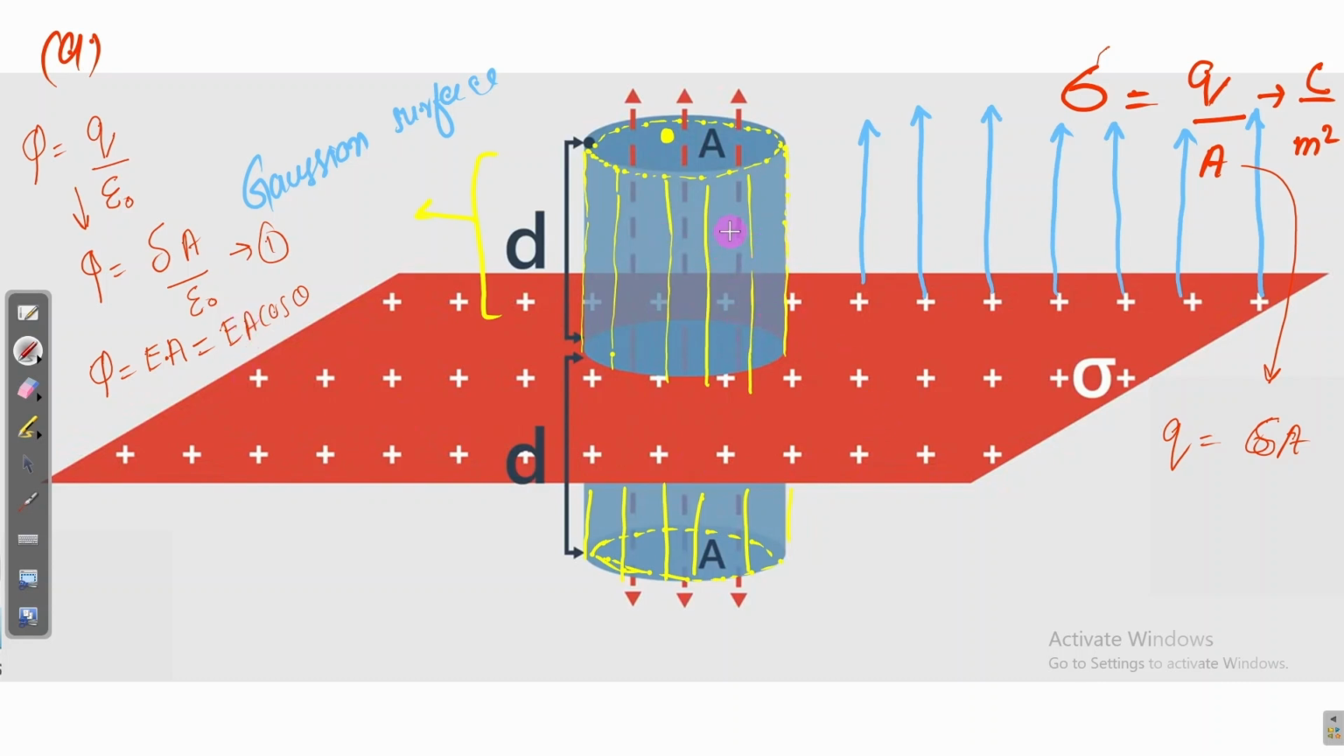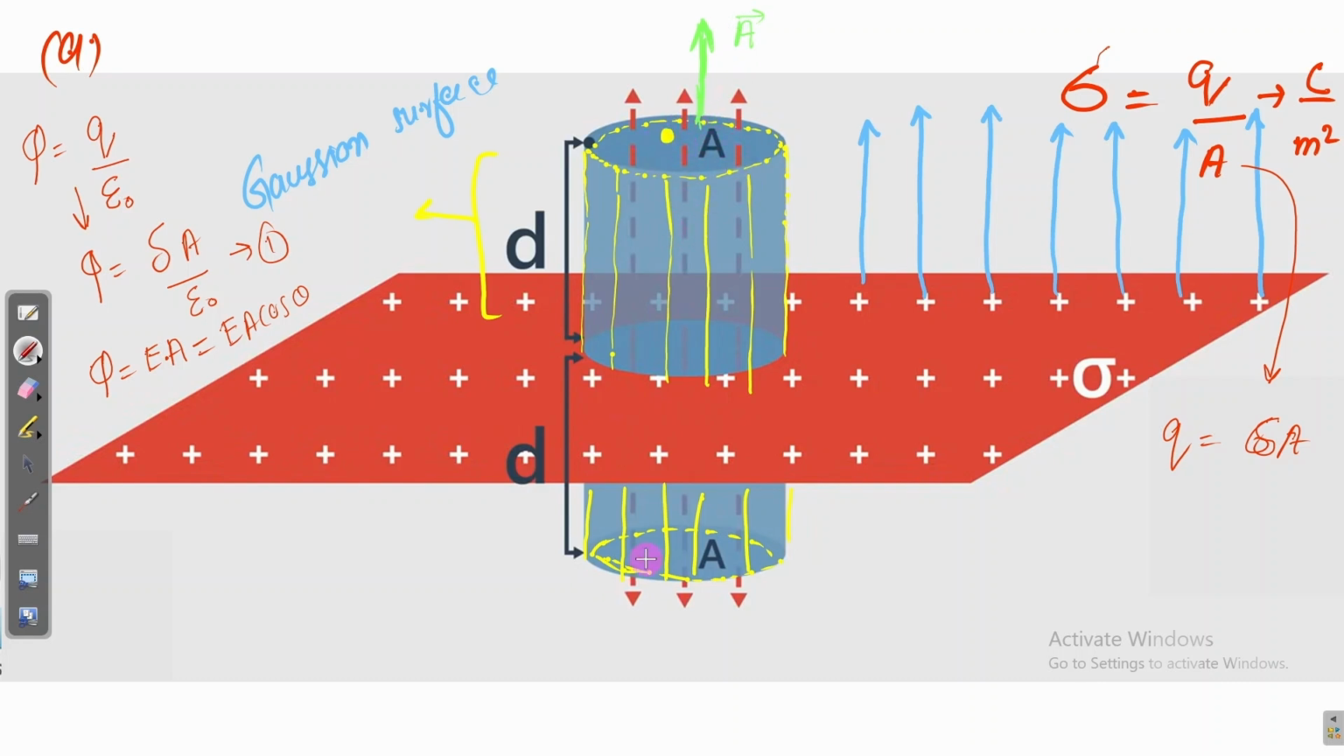In this case, we have the area on the upper side and on the lower side of this Gaussian surface. The direction of the area is perpendicular to the area. So in this case, the direction of the area is in this direction, from lower to upward. So this is the direction of the area.